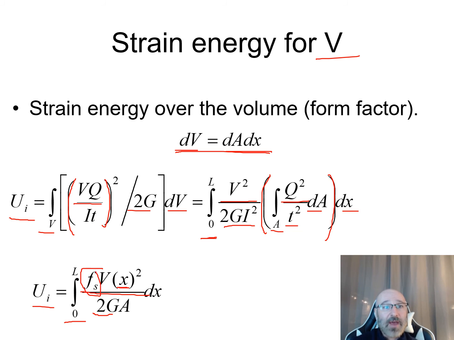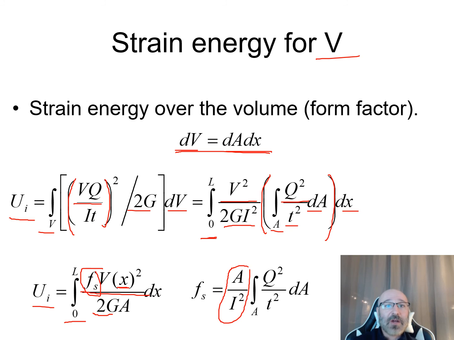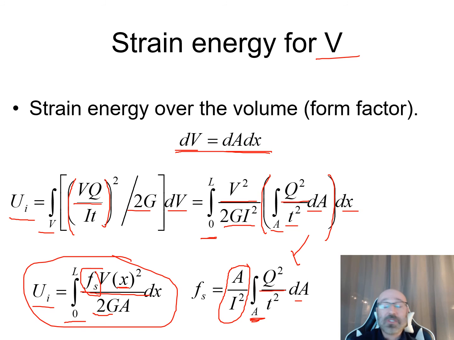Well, what is our Fs? So we have a definition for our Fs. Our Fs is equal to, relating back to area right here, our A over I squared times the integral over A right there of Q squared over T squared dA, which is from up above there. So we've just plugged this in as an Fs as we write this out right here. So we could solve this separately and plug in here for a lot of those different types of problems.